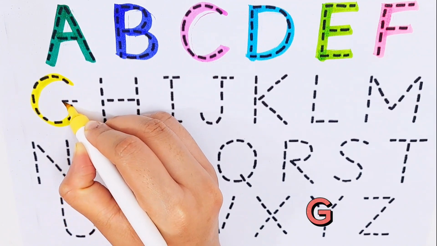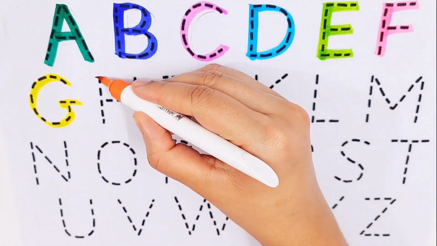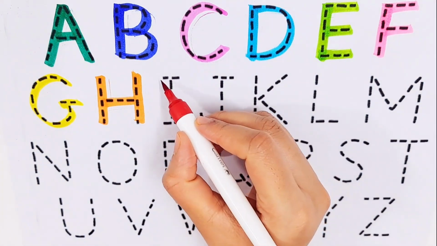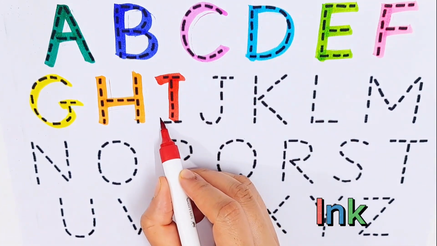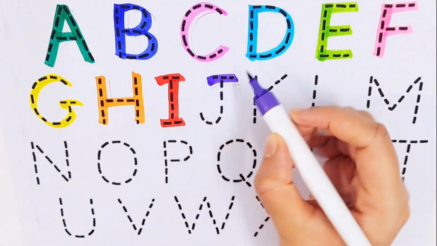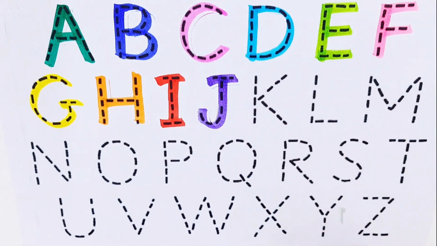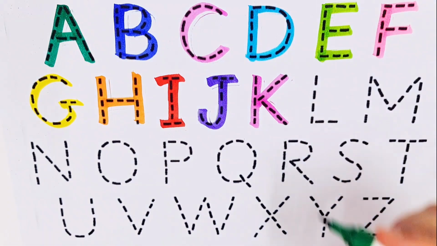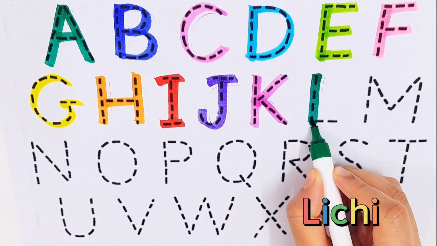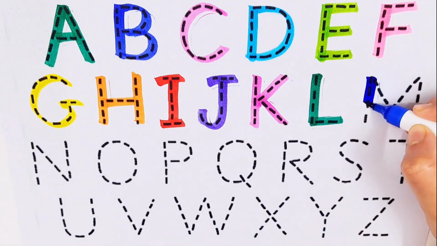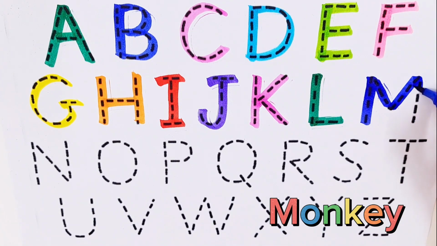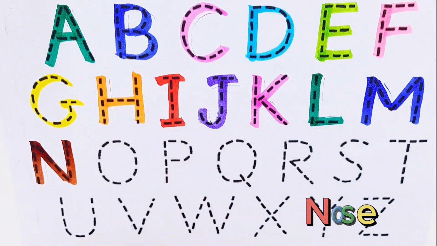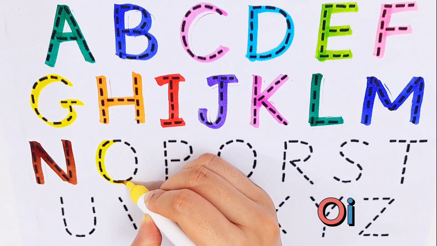G for gun. H for hat. I for ink. J for jar. K for kite. L for lychee. M for monkey. N for nose. O for oil.